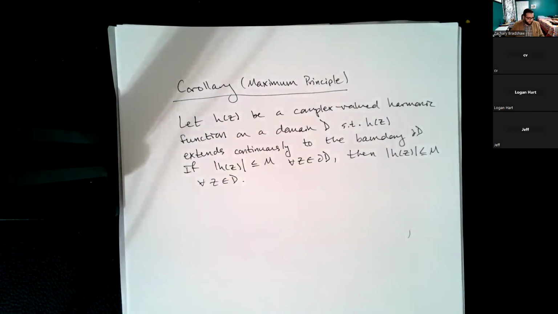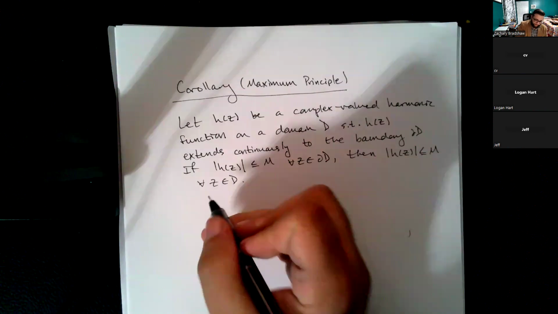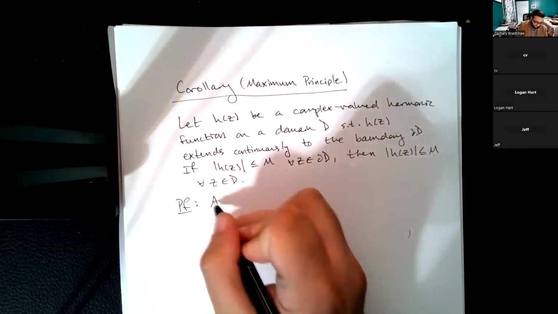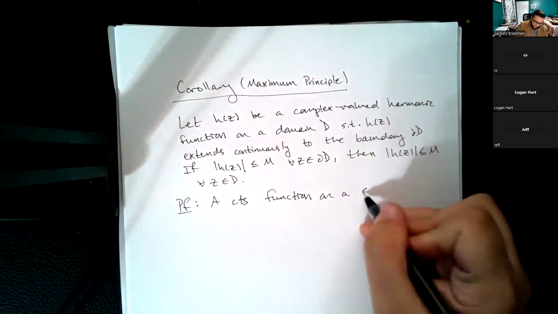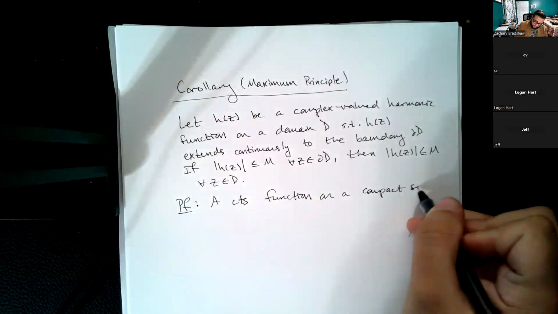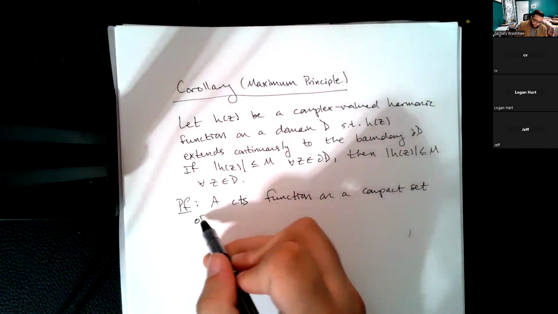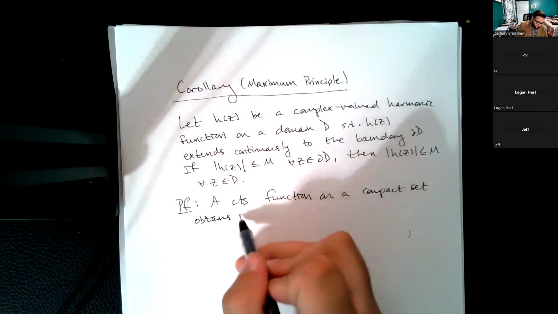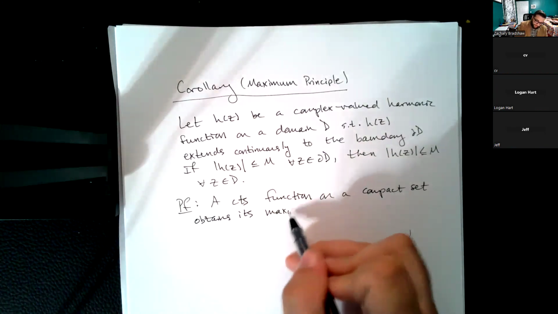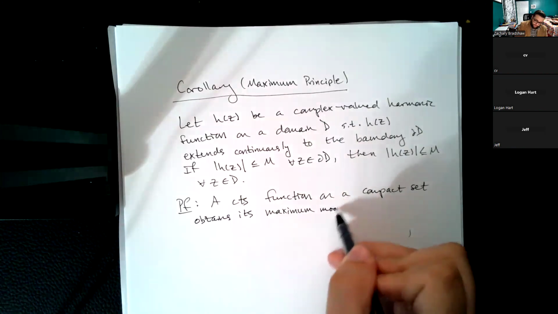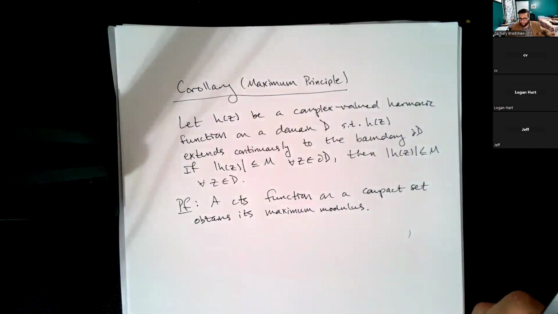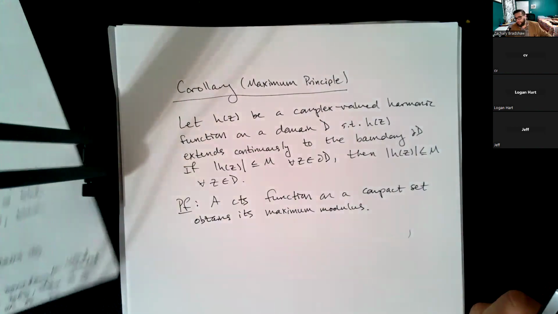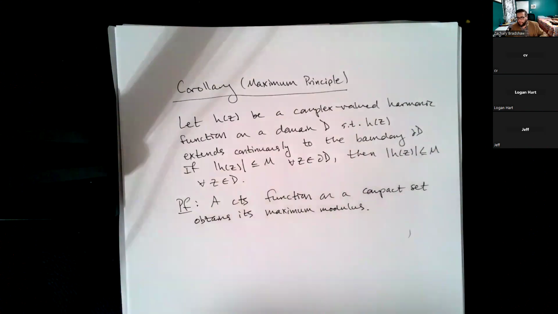Right? And well, let me write this down. A continuous function on a compact set obtains its maximum modulus. Okay. So this is something from real analysis. Well, except for the modulus part, but the modulus part is just making this a real function, right? And then we're stealing the result from real analysis.